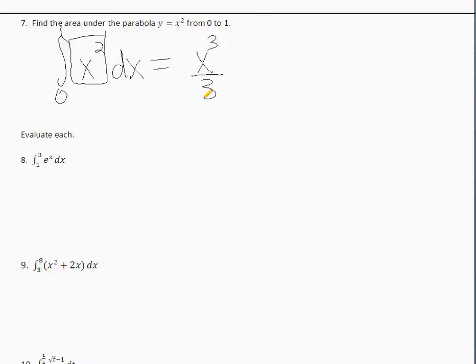And now you're going to evaluate that from 0 to 1. The notation you can use is find the antiderivative and then use this bracket with your numbers. Then you can actually plug the numbers in. So now do this out. Plug 1 in.